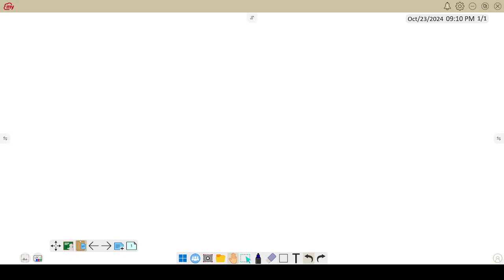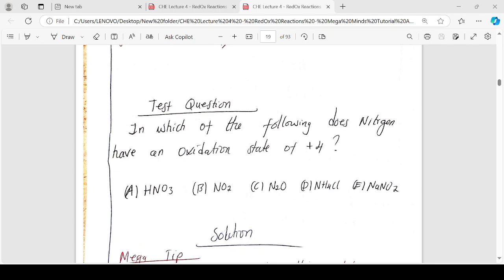Okay, so let us try another example. This example will come from a test question. Okay, so this is what we have. If you are given such a question where they say, in which of the following does nitrogen have an oxidation state of 4? This oxidation state is just a way of confusing people. That is just oxidation number.